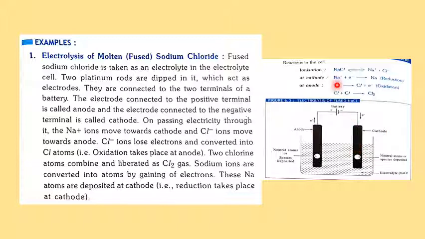At the cathode, positive ion sodium plus gains electron from the cathode and forms Na. This Na is deposited on the cathode. So gaining of electrons is called reduction. So reduction takes place at the cathode. Similarly, Cl minus ions move towards the oppositely charged electrode, that is anode. Anode has positive charge. At the anode, Cl minus ions lose their electrons and form Cl2. Loss of electrons is called oxidation. So oxidation takes place at the anode. This is about the electrolysis of molten or fused NaCl.